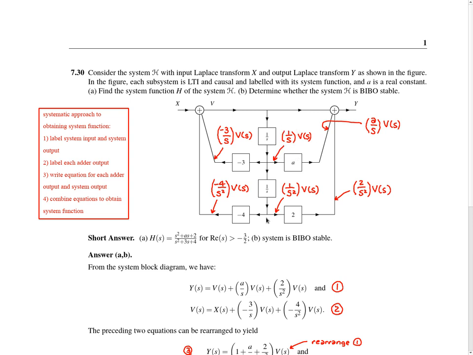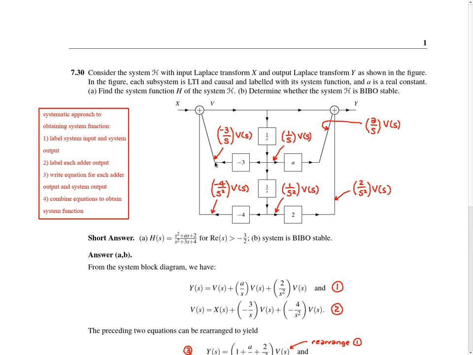Now let's consider this signal at this point in the block diagram. This is the output of an LTI system with system function 1 over s, and the input to this system is the formula that we just found here. Therefore, the output of this system will be the product of this formula here, in other words, the input to the system, and the system function 1 over s, which gives us this particular formula here.